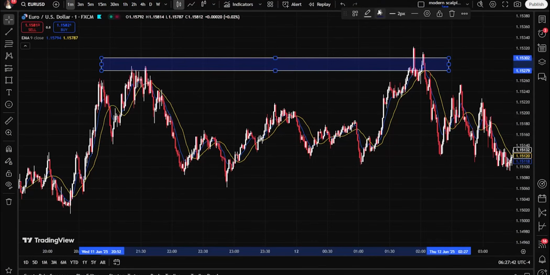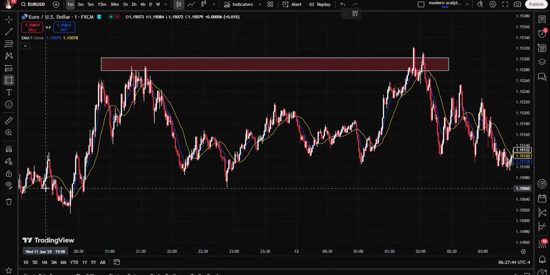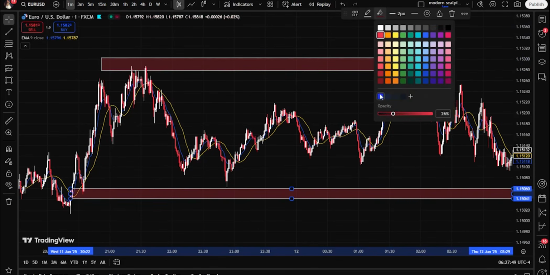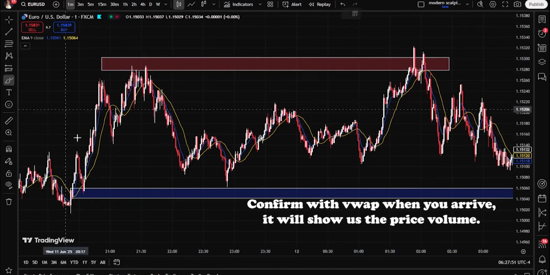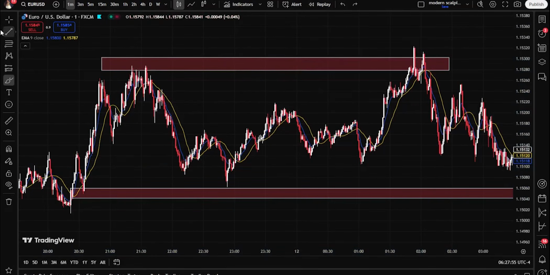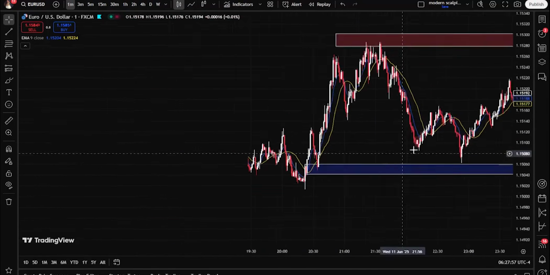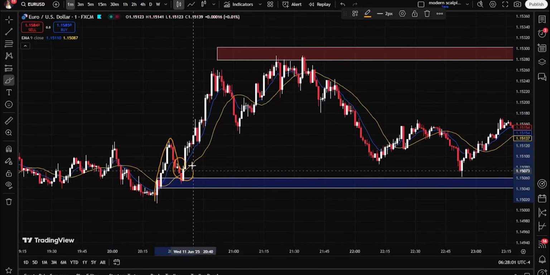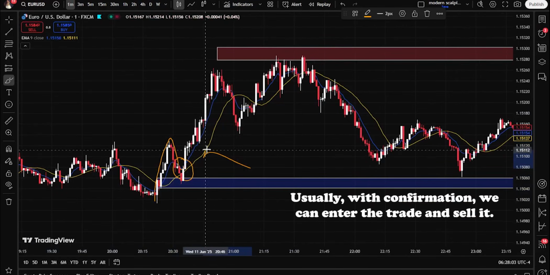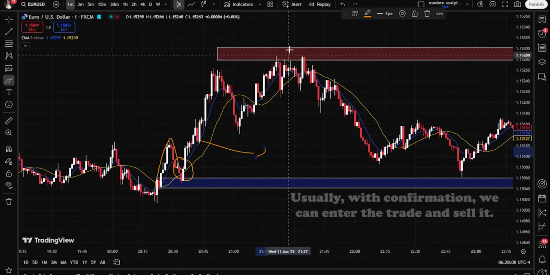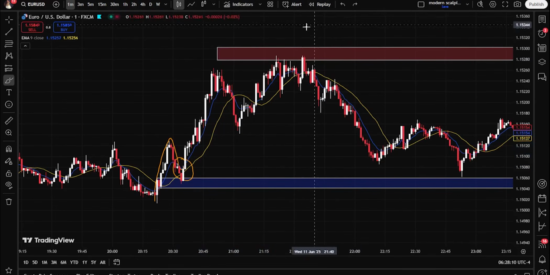VWAP is an average price that is weighted by trading volume. Simply put, VWAP shows us what price, on average, market participants have traded at during the day. When the price is above VWAP, there is usually more buying pressure, and when the price is below it, there is more selling pressure. This line is very important for many institutional traders and acts as a psychological support resistance level.